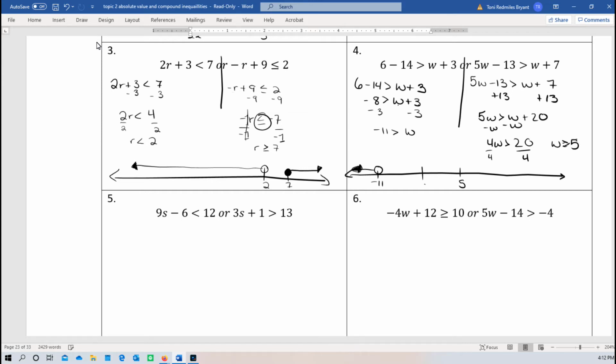So let me put some numbers in context. It's not equal to, so open circle, but it's everything greater than it. It's 6, it's 7, it's 8, it's 9, it's all the stuff to the right. All right, again, we have another OR going on.